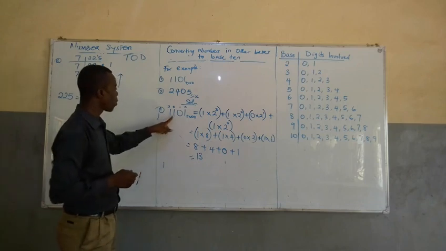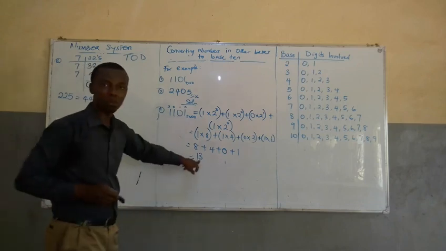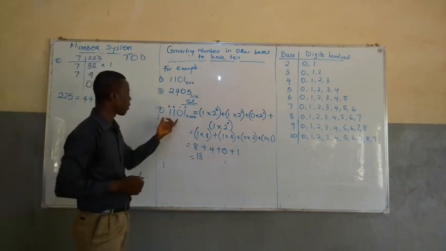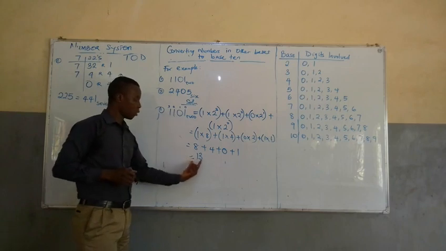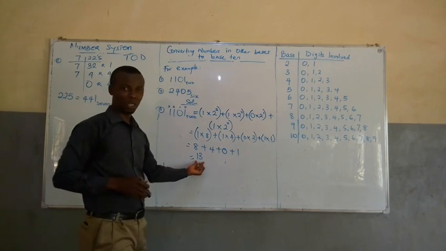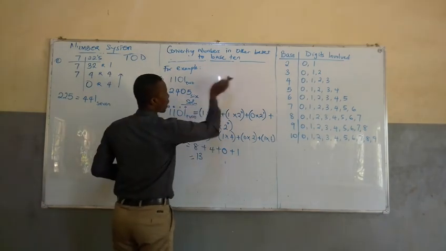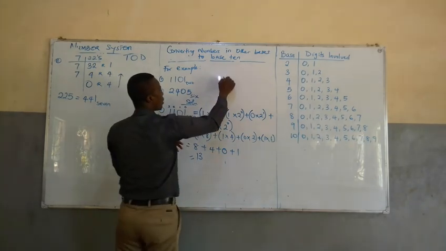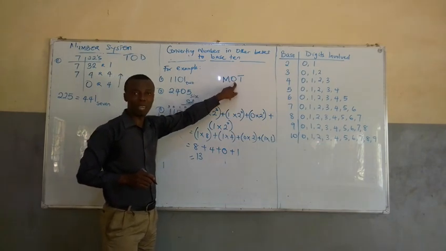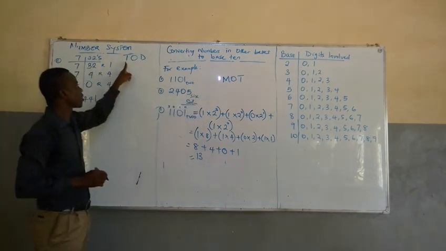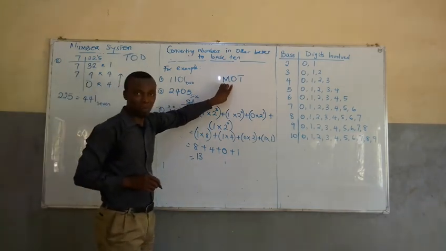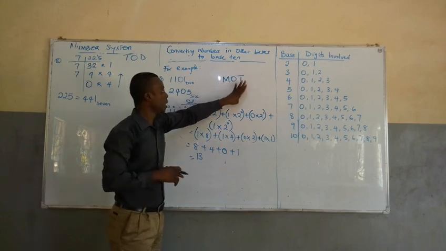So that is to say 1101 base 2 is the same as 13. You can see that successfully I have converted this base 2 number to 13 in base 10. Now, do I have an acronym for that? Yes, I do. If I'm changing from other base to base 10, I will be multiplying. Initially I talked about base 10 to other bases, where I divide. Why I multiply when I'm changing other base to base 10.